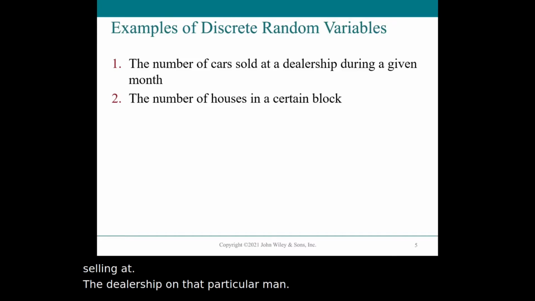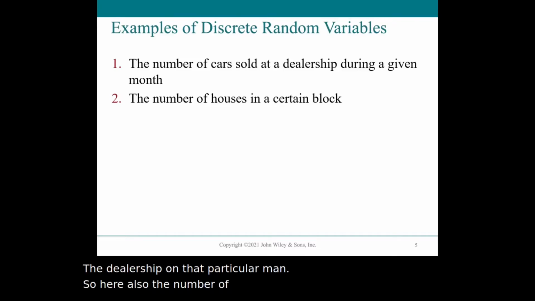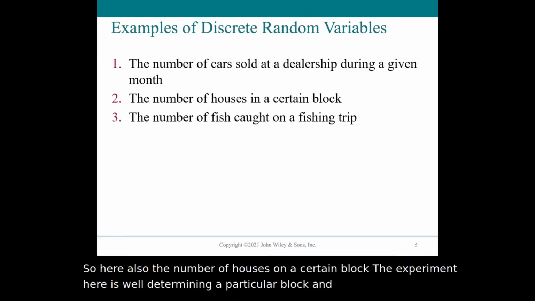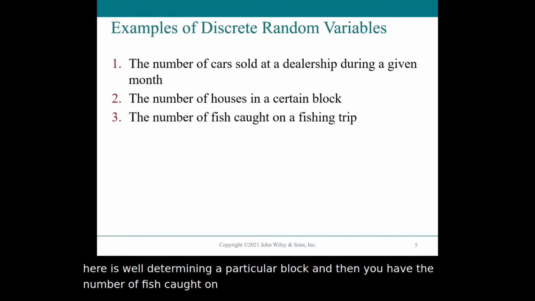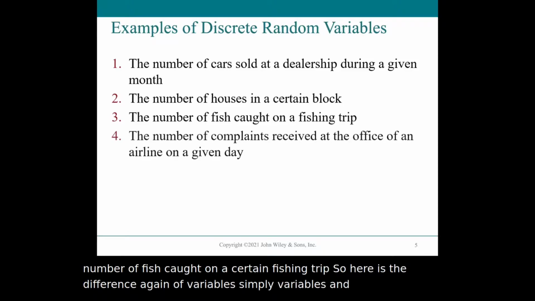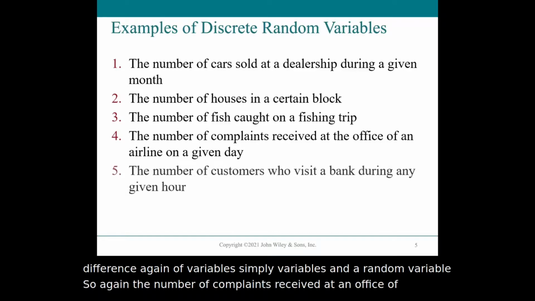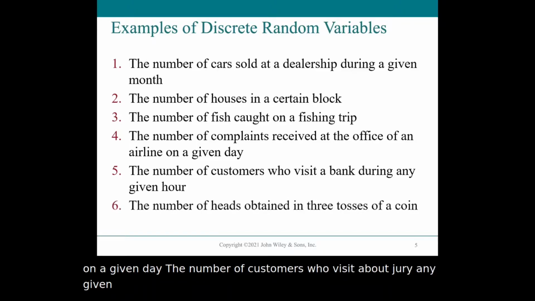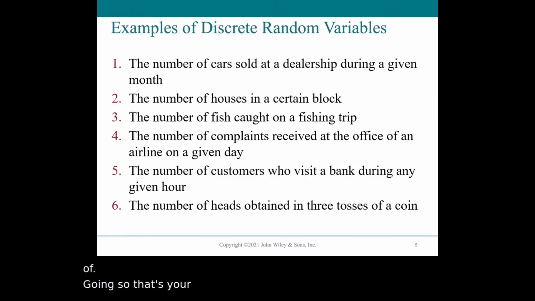So here also, the number of houses on a certain block. The experiment here is determining a particular block. And then you have the number of fish caught on a certain fishing trip. So here is the difference again between simple variables and a random variable. Again, the number of complaints received at an office of an airline on a given day, the number of customers who visit a bank during any given hour, and the number of heads obtained in 3 tosses of a coin. So those are your discrete random variables.